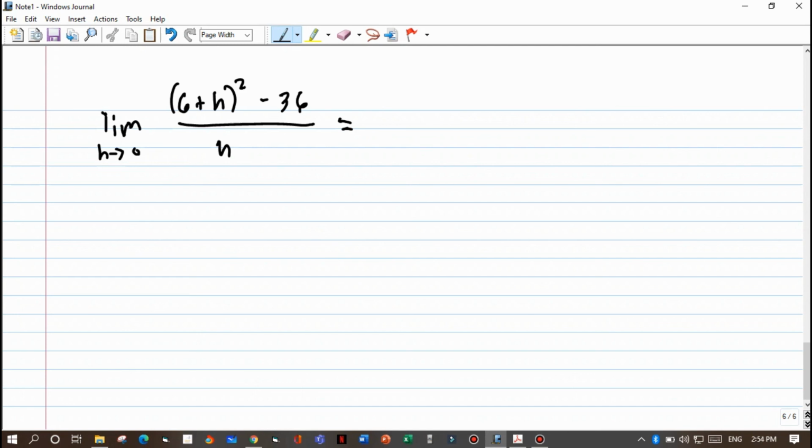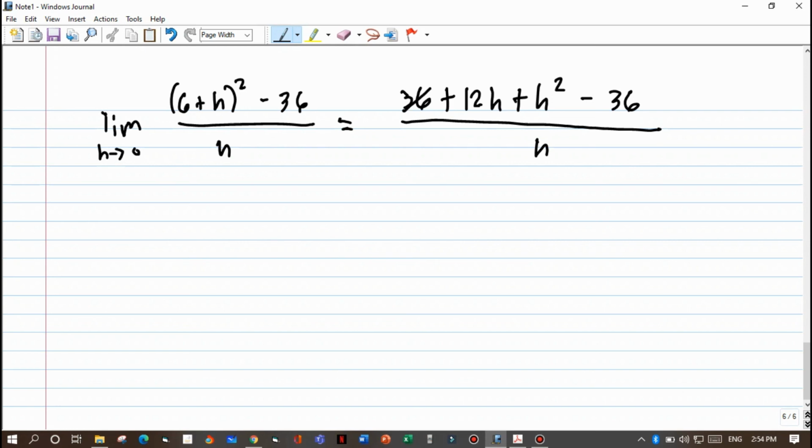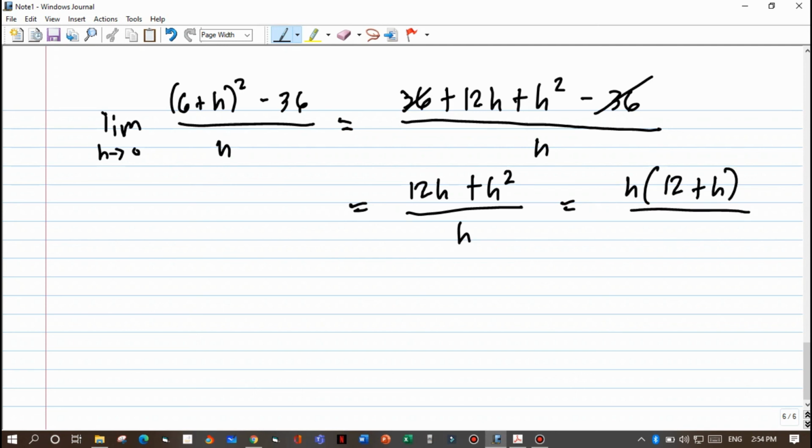By simplifying this one, we will have 36 plus 12h plus h squared minus 36 all over h. Now we have 36 here and another 36, so cancel them out. So we get 12h plus h squared over h. Now by common monomial factoring, we have h times 12 plus h all over h. Since we have h in the denominator, we can cancel out h. So what remains is 12 plus h.